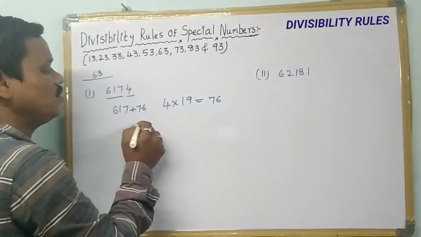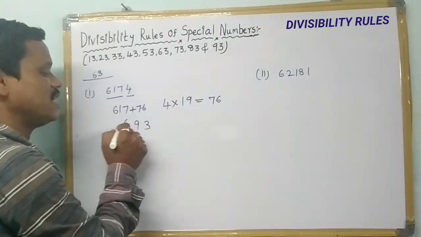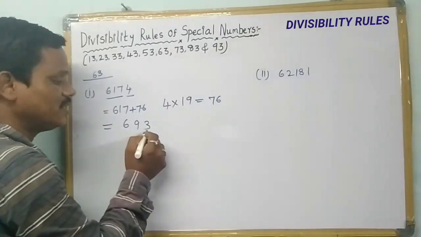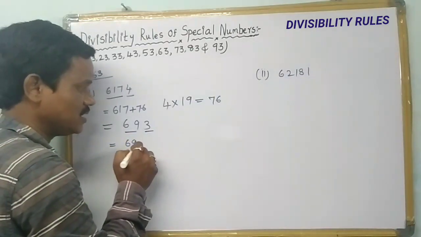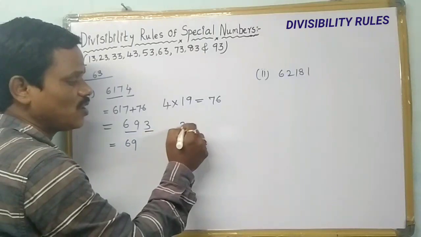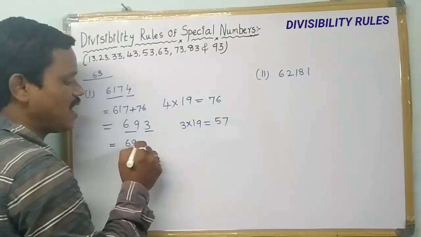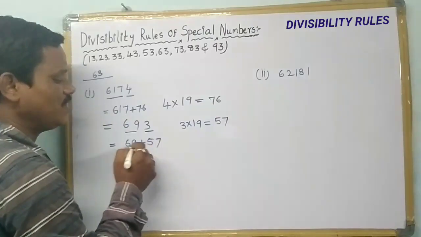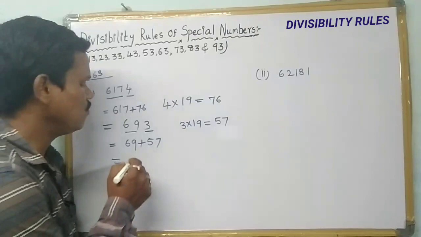What is the result? 7 plus 6 is 13. 8 plus 1 is 9. 693. Now divide it into two parts. This is first, this is second. Write the second part as it is. Multiply the first part number by 19. 19 3s are 57. Now add: 57 plus 69 is 126.